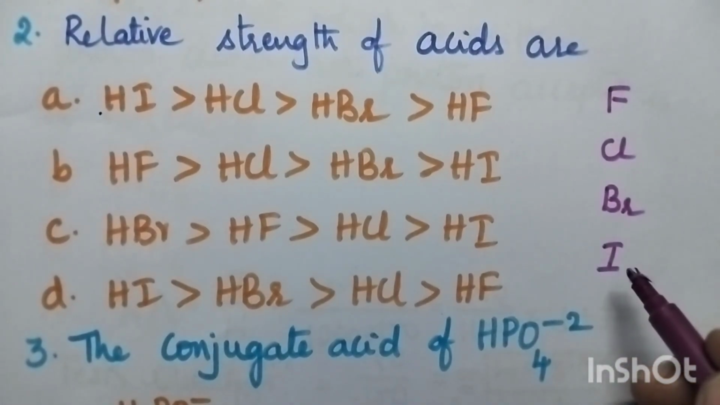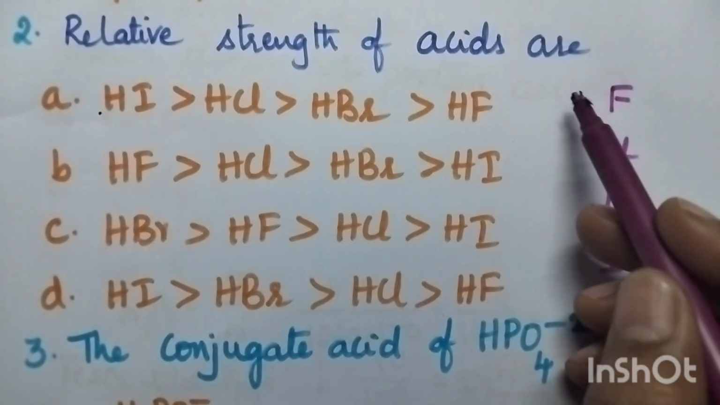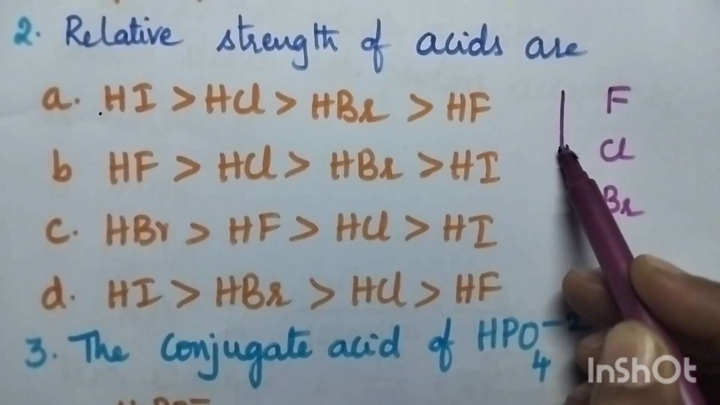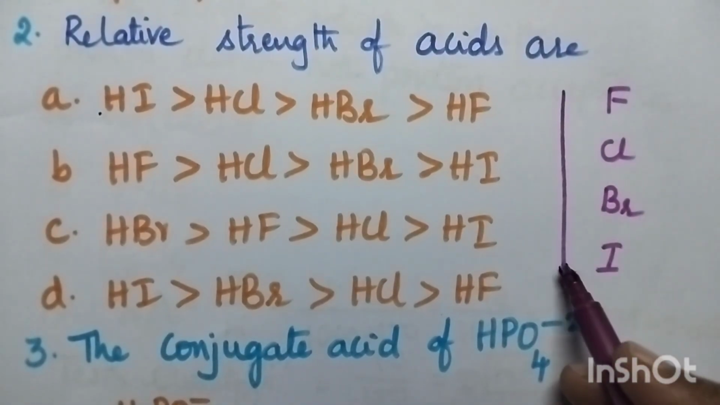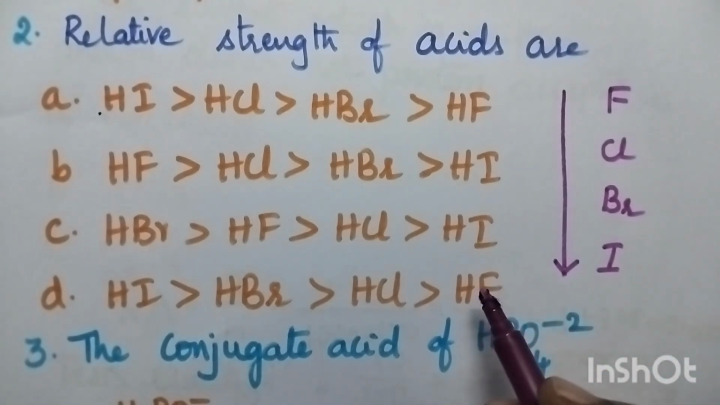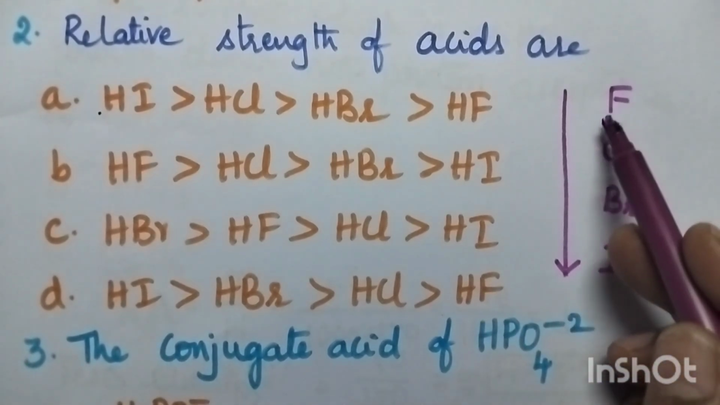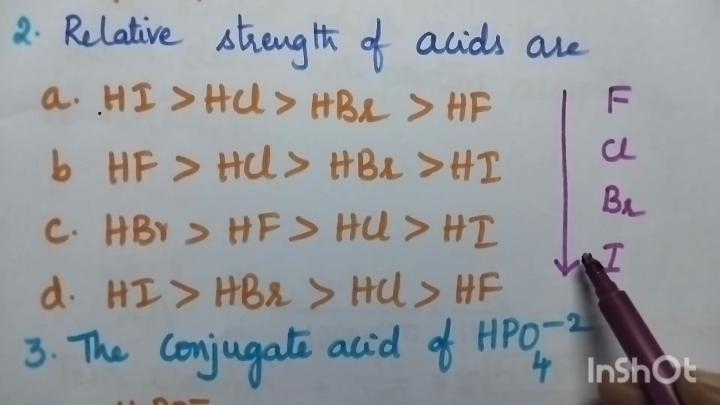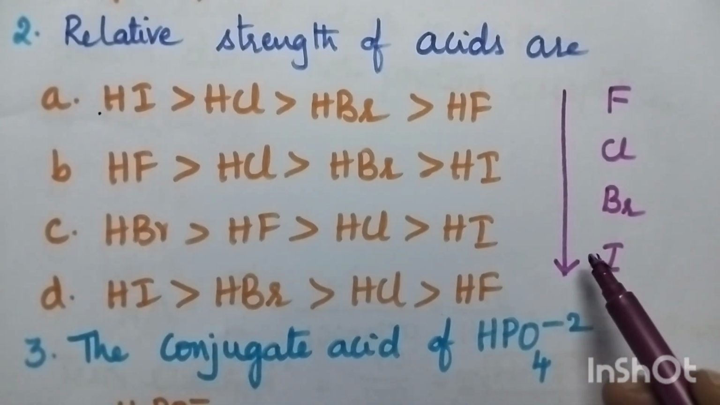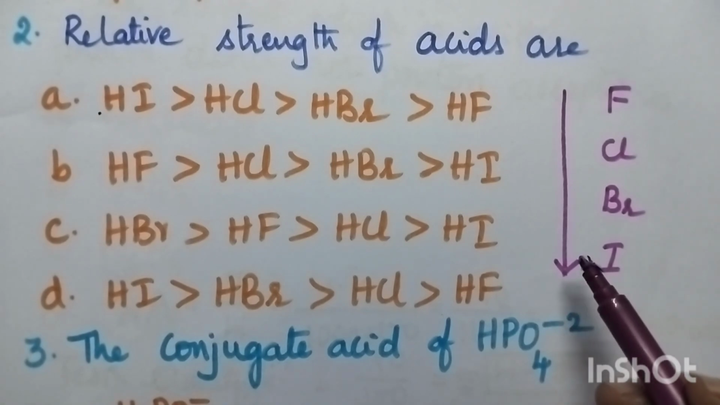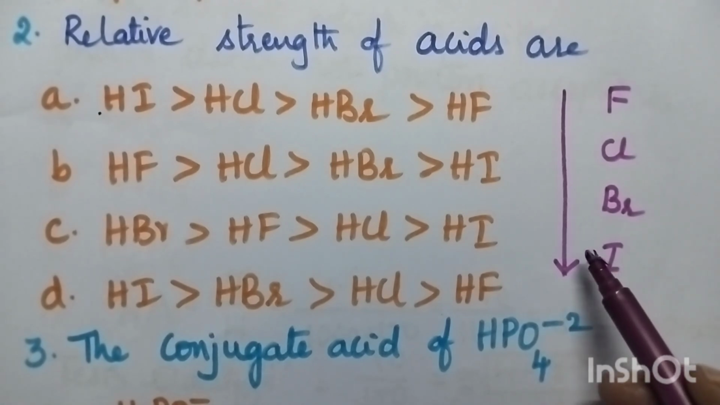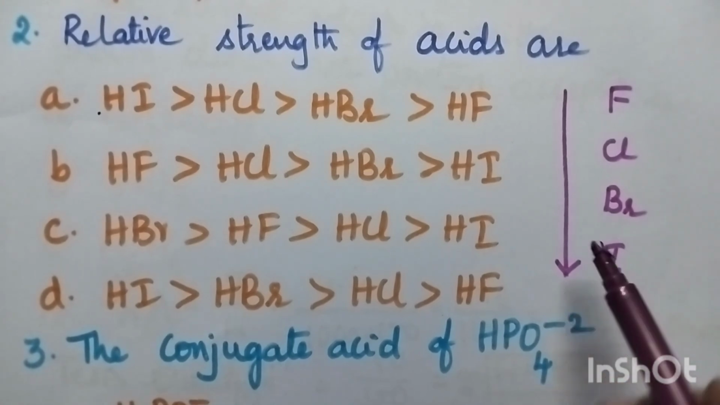So in the case of halogens, the size of the halogens increases from top to bottom. Here the strength of acids depends upon the size. As the size of the halogens increases, the strength of the acids also increases. So depending upon the strength, you can give the relative strength. So pause the video, try to get the answer.